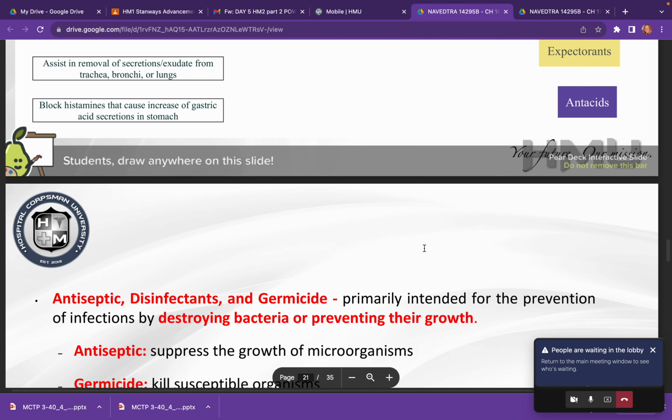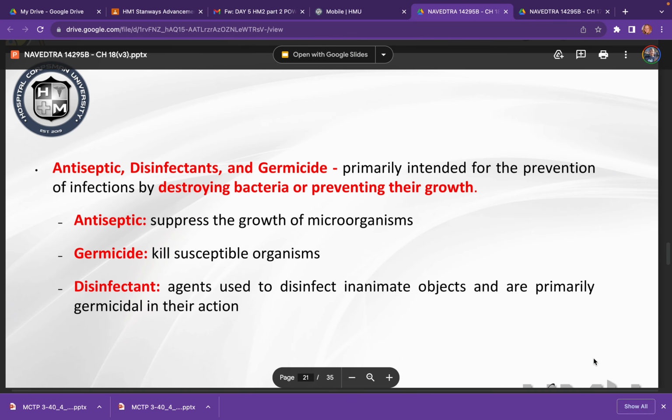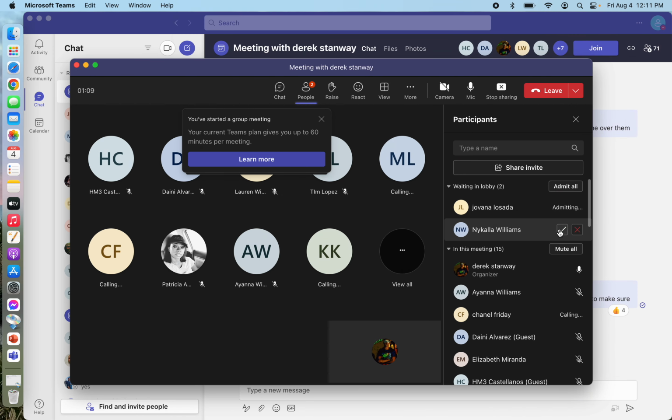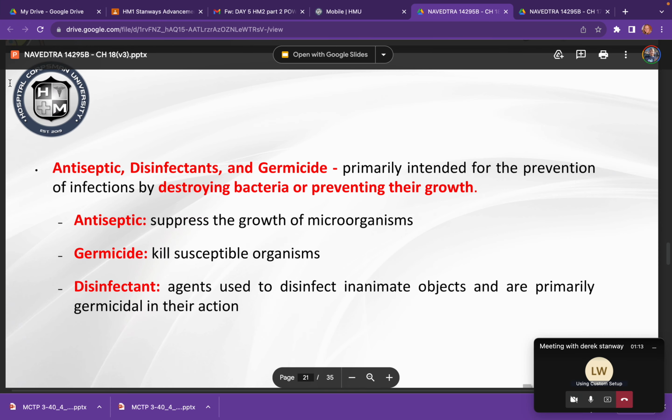For these antiseptics, disinfectants, and germicides, this is, for example, any kind of cleaning solution for the skin, anything that you use to prevent growth of bacteria. It even includes the mouthwash for dental, that's something that kills bacteria, so it will fall in that category, even though it's also an oral medication, but you're not supposed to be drinking it.